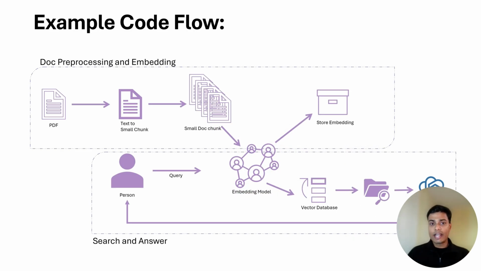Now, let's take a look at the code flowchart for implementing RAG. So, number one, prepare and index documents. Number two, load the embedding model. Number three, load the LLM model. Number four, implement the retriever step. Number five, combine retrieval and generation.